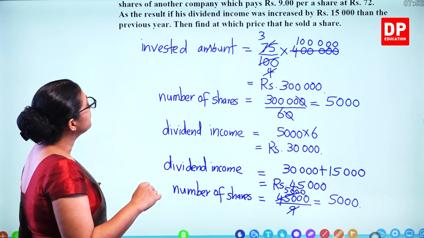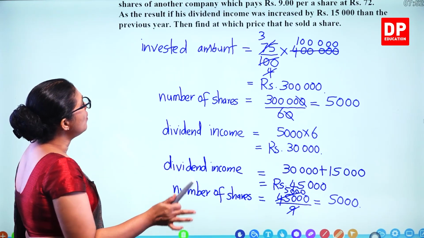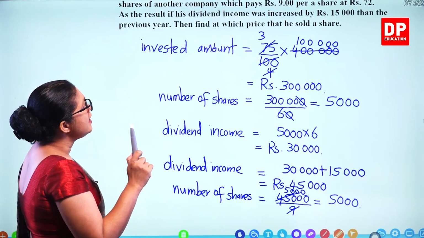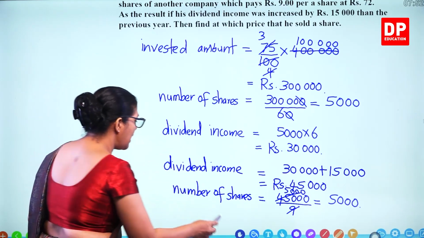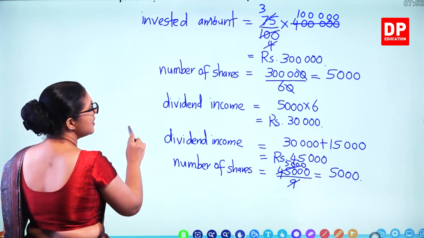Then what do we do? Now we know the number of shares and each share is 72 rupees. So what's the amount he invested?